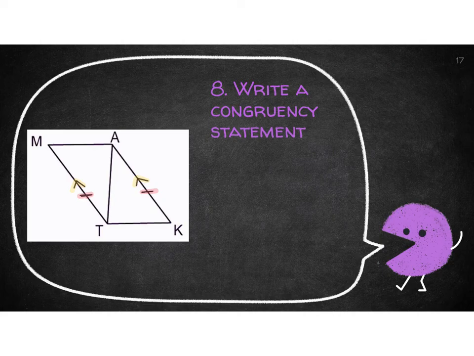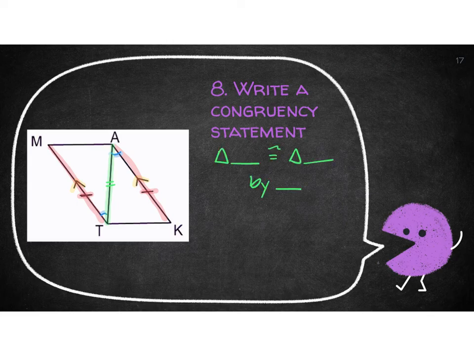Because MT and AK are parallel, I know that this angle and this angle are going to be congruent. I also know AT is congruent to itself because it's the same line. It has the reflexive property. So if I look at this, I have this side congruent to this side. I have this angle congruent to this angle. And then I have this side congruent to itself. So we can write out our congruency statement.